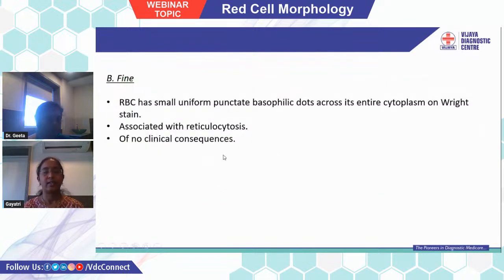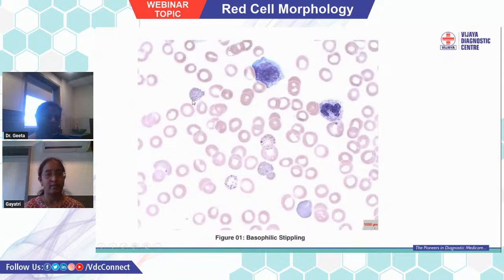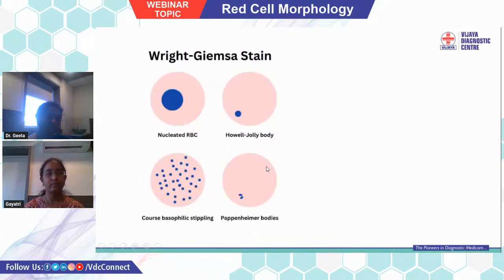And the fine basophilic stippling are also dot-like structures across the entire cytoplasm. They are associated with reticulocytosis and do not have much clinical significance. And these are the basophilic stippling RBCs, which are distributed across the entire cell surface. However, these inclusion bodies appear the same on the peripheral smear. So this is a picture which helps us to remember in much detail.